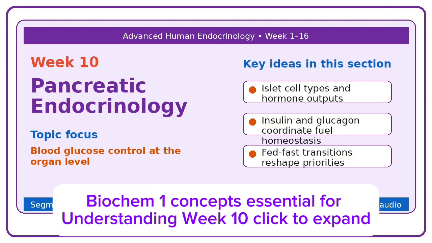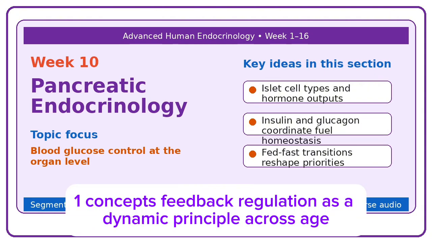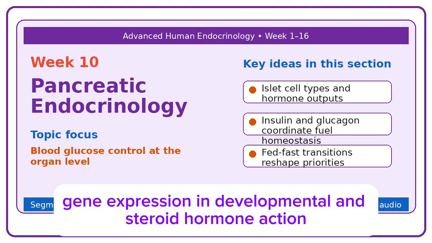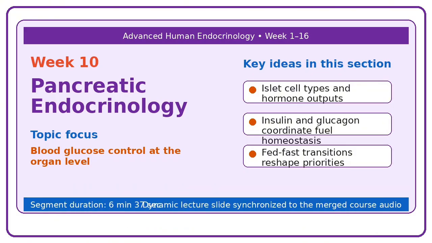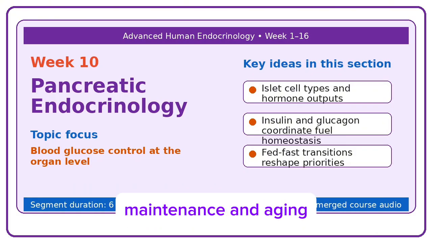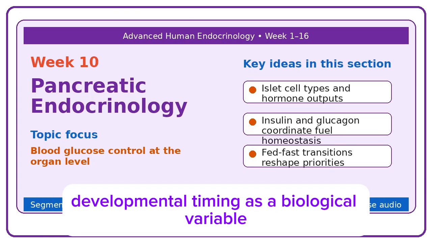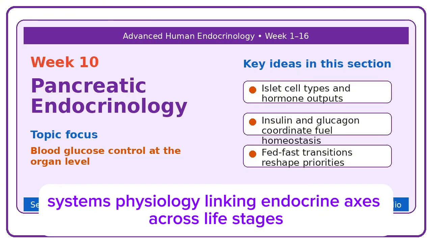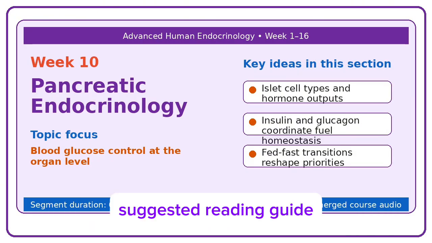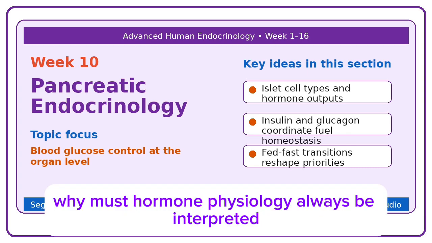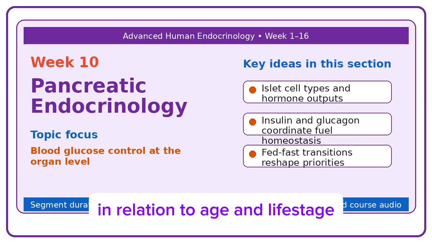Biochem concepts essential for understanding Week 10. Click to expand Biochem 1 concepts. Feedback regulation as a dynamic principle across age. Gene expression in developmental and steroid hormone action. Metabolic integration for growth, maintenance, and aging. Hormone signaling context as a determinant of physiological meaning. Developmental timing as a biological variable. Systems physiology linking endocrine axes across life stages. Suggested reading guide: Why must hormone physiology always be interpreted in relation to age and life stage?